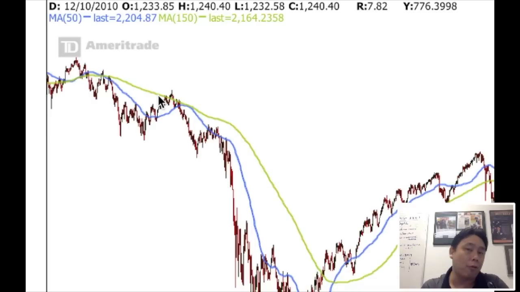And a confirmed uptrend is indicated by two conditions. The first condition is that the moving averages have to stop sloping down. In other words, they have to flatten and slope up. And the 50 moving average has to cross above the 150 moving average. When both conditions are met, do we have a long-term trend which is going up?